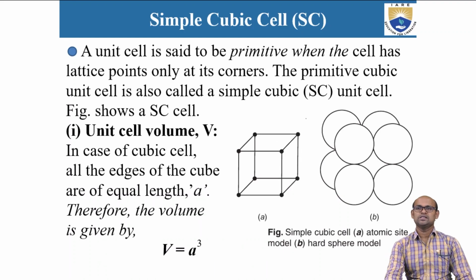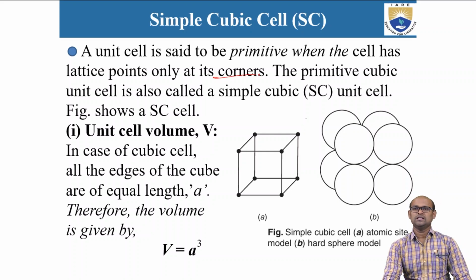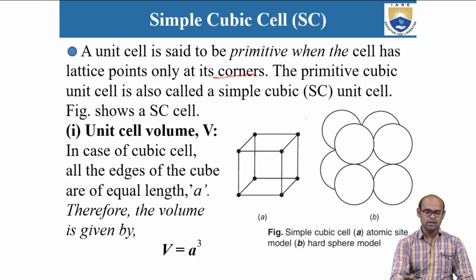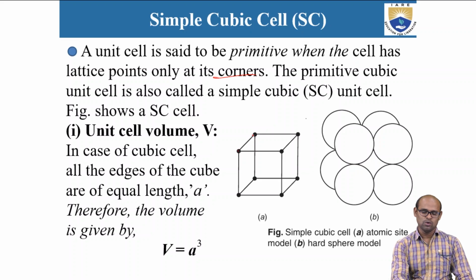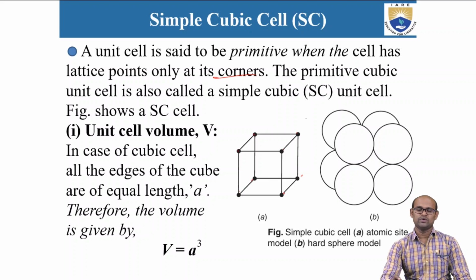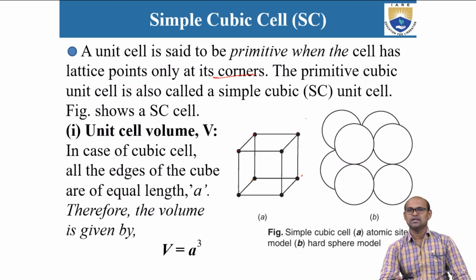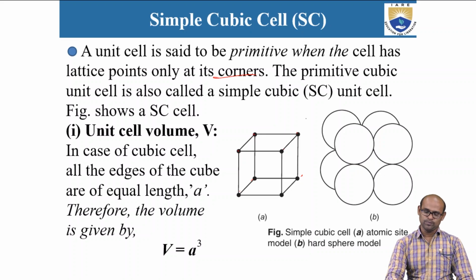Okay. So a unit cell is said to be primitive when the cell has lattice points only at its corners, right? We have said that a primitive unit cell is the one which has only one lattice point per unit cell. Okay, only at the corners. If the unit cell has lattice points only at the corners, then we can say that it is a primitive unit cell. That means that it is going to have one lattice point per unit cell, right? So the primitive cubic unit cell is also called a simple cubic unit cell, and it is shown here.